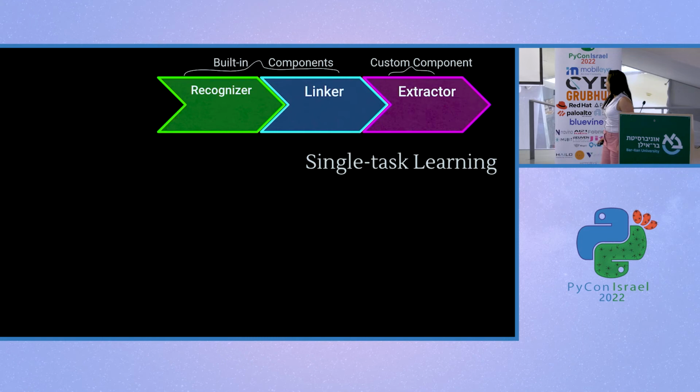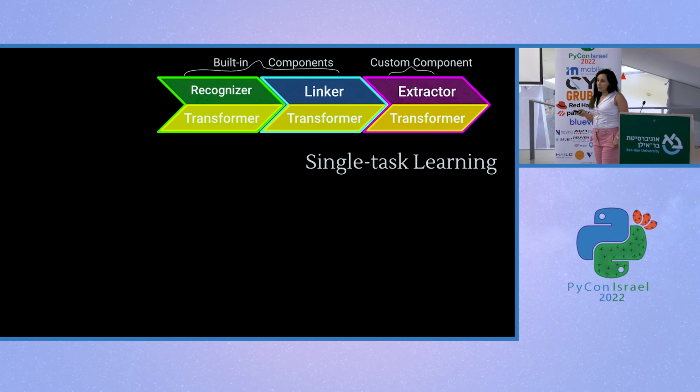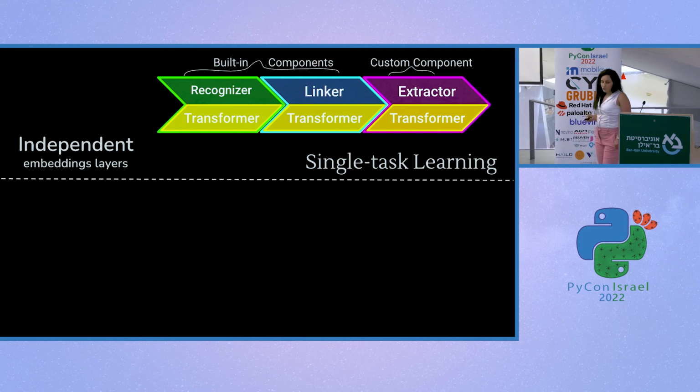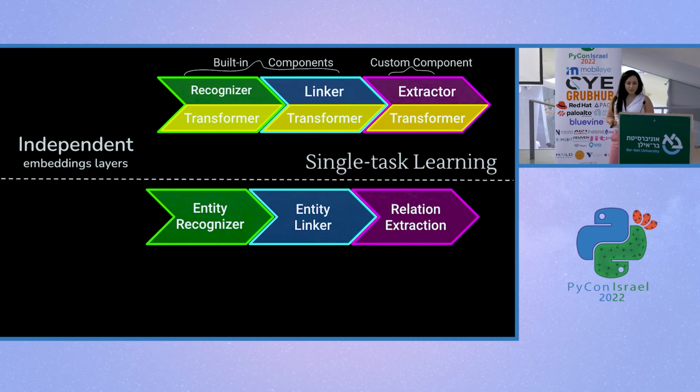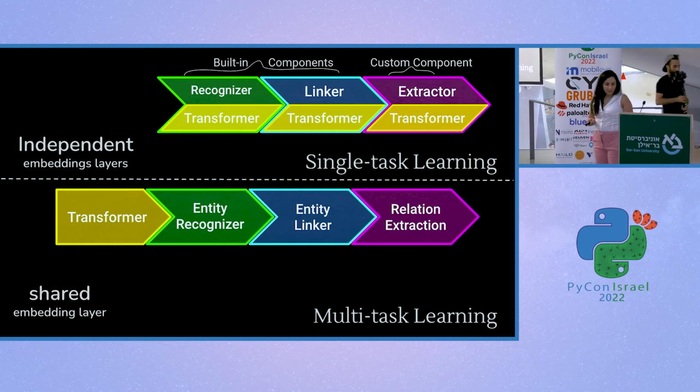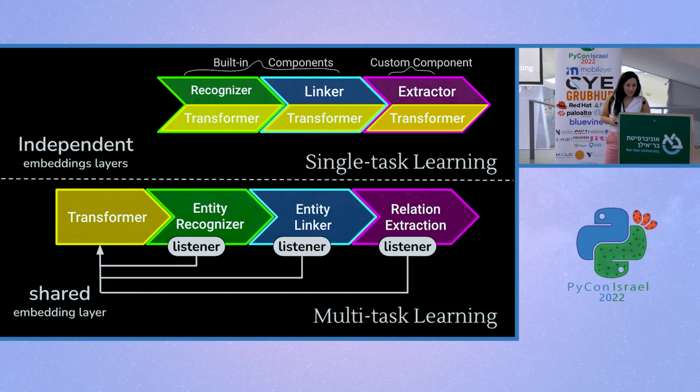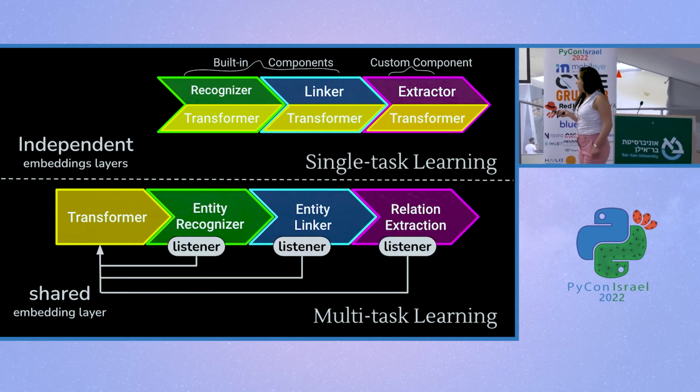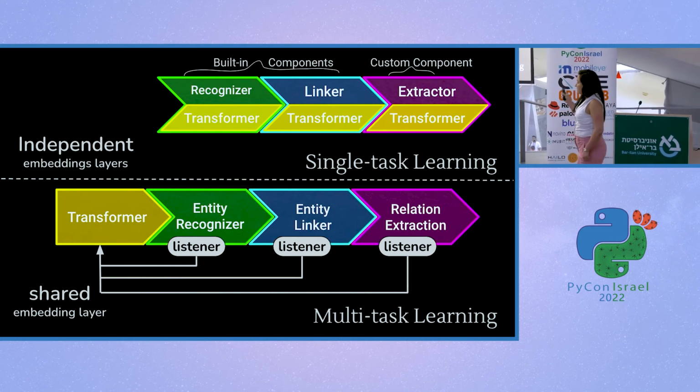If we want to perform single task learning to train it, then we'll have to plug in a transformer layer for each one of the components here, so we have independent embedding layers. Now, if we want to train the same pipeline but perform multitask learning, we plug in only one transformer that serves as a shared embedding layer for the other components. The underlying mechanism in SpaCy is the transformer listener. It is basically the way these components can connect to the transformer, but we only have one transformer.